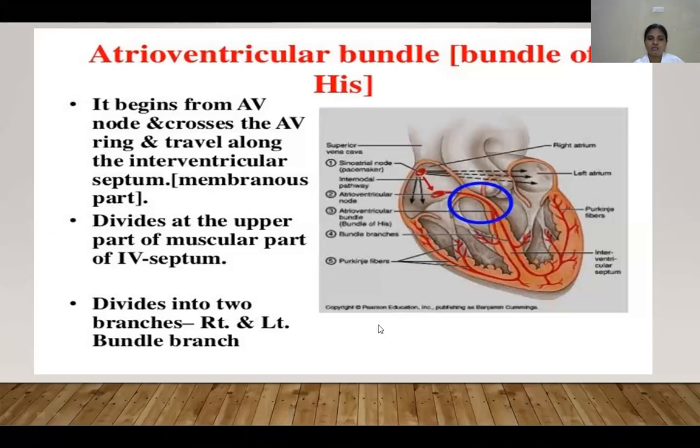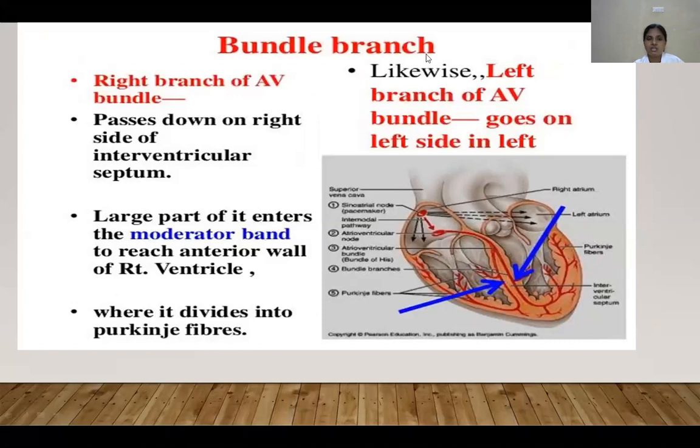Then the right branch of the atrioventricular bundle passes down on the right side of the interventricular septum. Here we have to know: as we already dissected the ventricle, in the interior of the ventricle, from the interventricular septum to the base of the anterior papillary muscle, there is a subendocardial band. What is that? The septomarginal trabecula, also known as the moderator band.